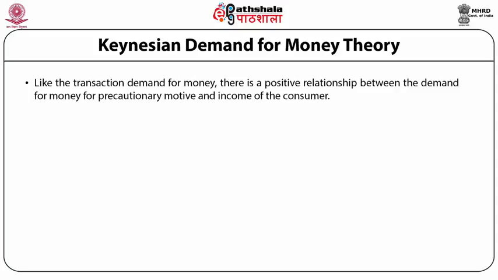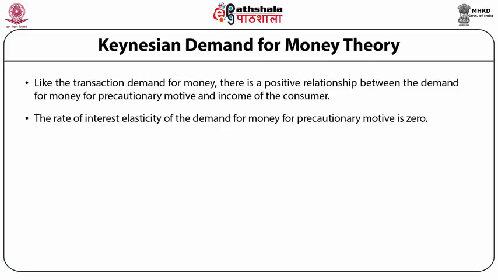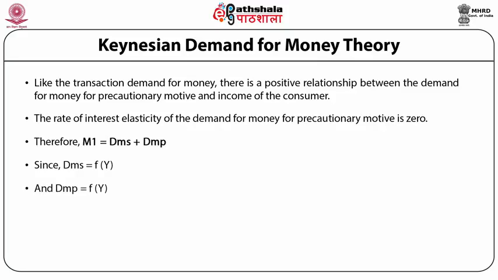Like the transaction demand for money, there is a positive relationship between the demand for money for precautionary motive and income of the consumer. The rate of interest elasticity of the demand for money for precautionary motive is zero, meaning that any change in the rate of interest does not bring any change in this demand for money. Therefore, M1 is equal to DMS plus DMP. Since DMS is a function of Y and DMP is a function of Y, therefore M1 is a function of Y. And the rate of interest elasticity of M1 is also zero.